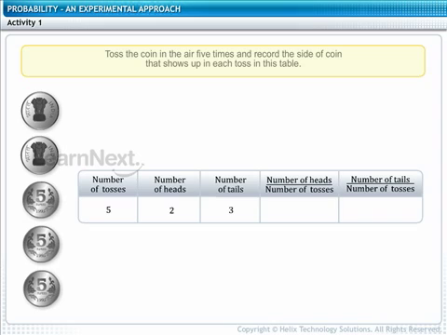Now, based on these values, let's write down the values in the next two columns. In the fourth column, the number of heads upon the total number of tosses is noted. In the fifth column, the number of tails upon the total number of tosses is noted.